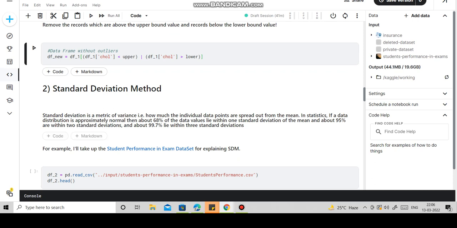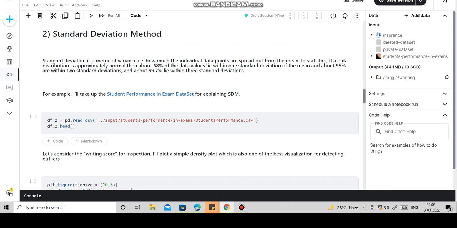For the standard deviation method, we consider it's a normal distribution. So in a normal distribution, basically 68% of the data points lie within the first standard deviation, 95% lie within the second standard deviation, and 99.7% lie within the third standard deviation. So we'll use this particular principle for identifying outliers.